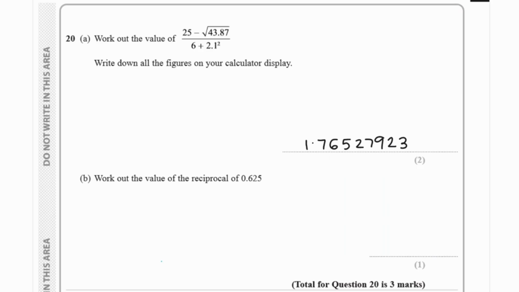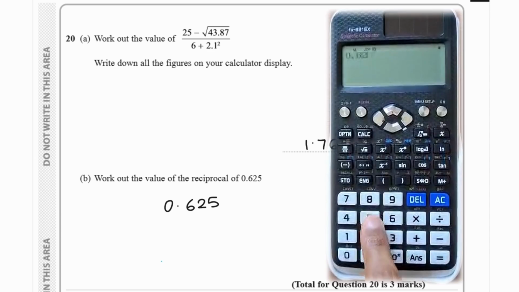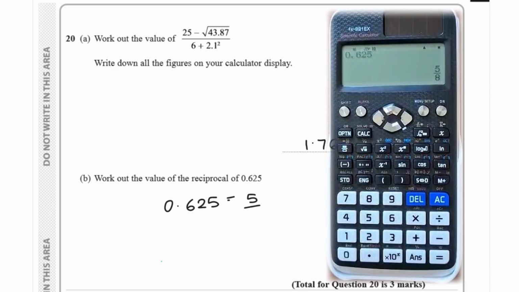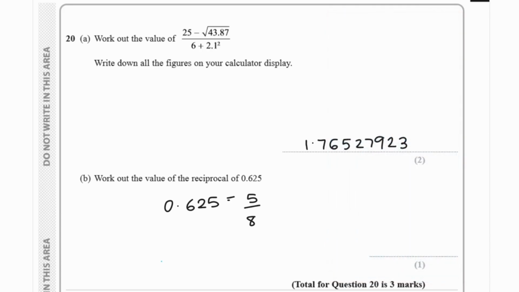Part B says work out the value of the reciprocal of 0.625. So we can first write 0.625 as a fraction, and we can use our calculator to do that, which is 5/8. And because we're working out the reciprocal, that means that the denominator becomes the numerator and the numerator becomes the denominator. So the reciprocal of this would be 8/5. So for question 20, we would get a full 2 marks if we got all the figures written correctly from the calculator, and part B was a 1 mark question.